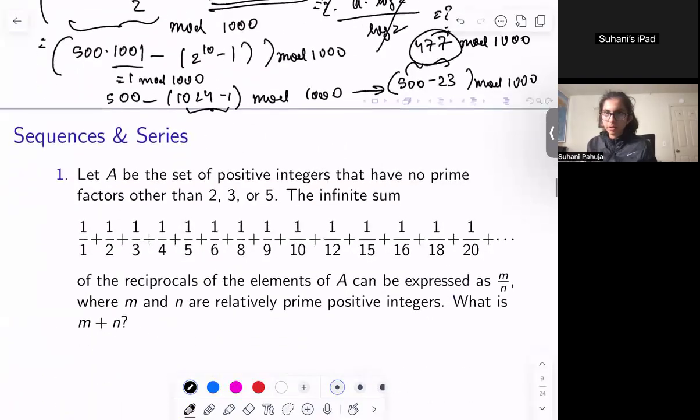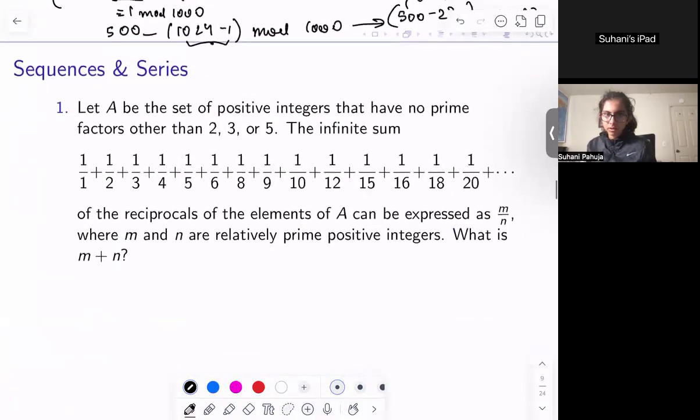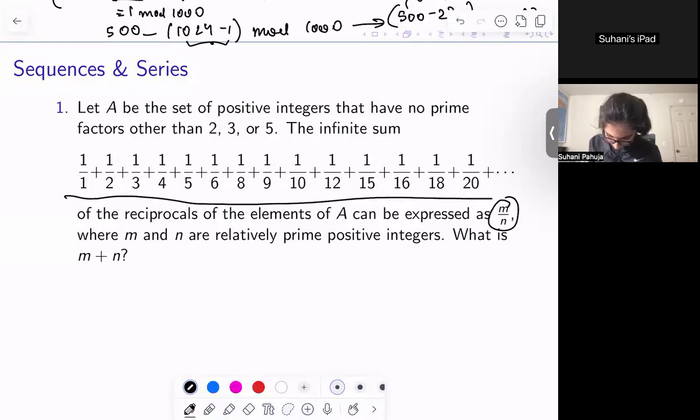Okay, and the next question, we have the series, and A is the set of positive integers that have no prime factors other than 2, 3, or 5. We have this infinite sum, and we want to find the sum of the reciprocals of the elements of A, which can be expressed like this. And we want to find the value of that and then express it as m over n, where m and n are relatively prime positive integers, and find m plus n.